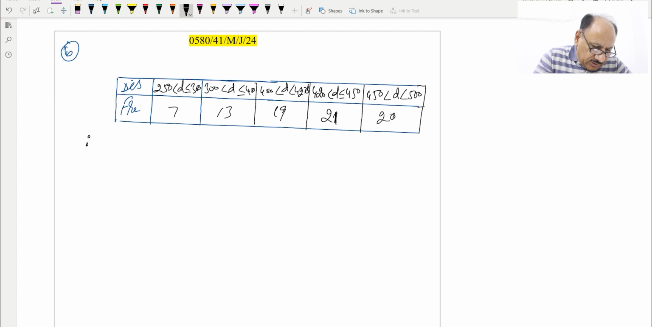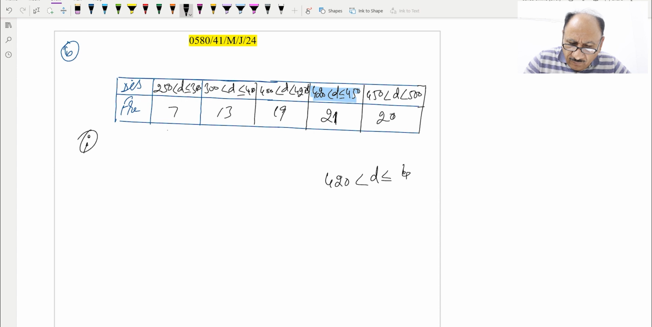In the first part, they are saying to write down the class interval that contains the median. The total is 80, so we will have to check where the 40th or 41st value will be, so it will be in this one, 420 to 450. So our answer will be 420 to 450. This is the one mark part which we have done. We just needed to identify the median.